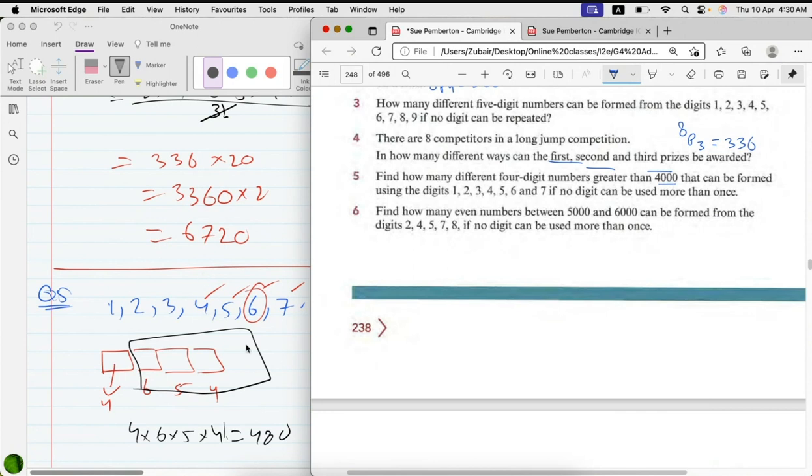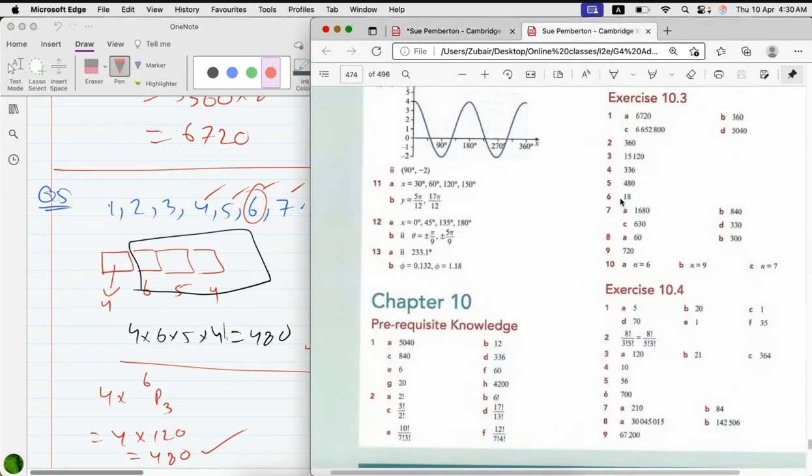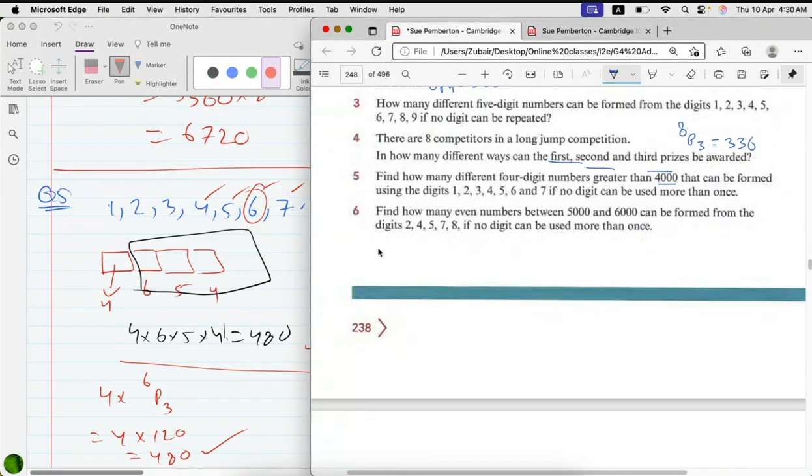And in case of permutation, we can also write it like this: these are 4 into, out of remaining 6, we need 3 numbers. So 4 into 6P3 is 120, and that's 480 again. We write it either way, we get the same answer. Try question number 6.